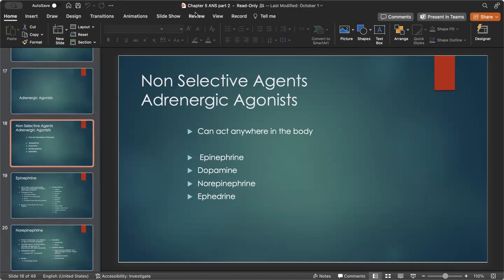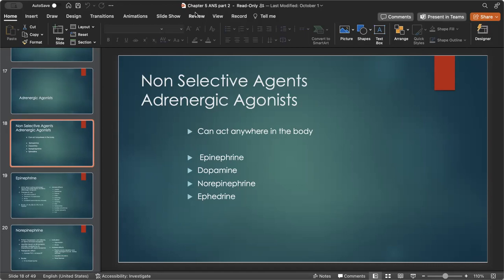So as I said before, you wrote down some of the receptors that these work on. Like I said, dopamine works on dopamine receptors, also works on alpha and beta. Epinephrine works on all the alphas and all the betas. And norepinephrine works on the alphas and only beta 1 receptors. So that's where that becomes really important. And ephedrine is another one, and those work on all the alphas and the betas.